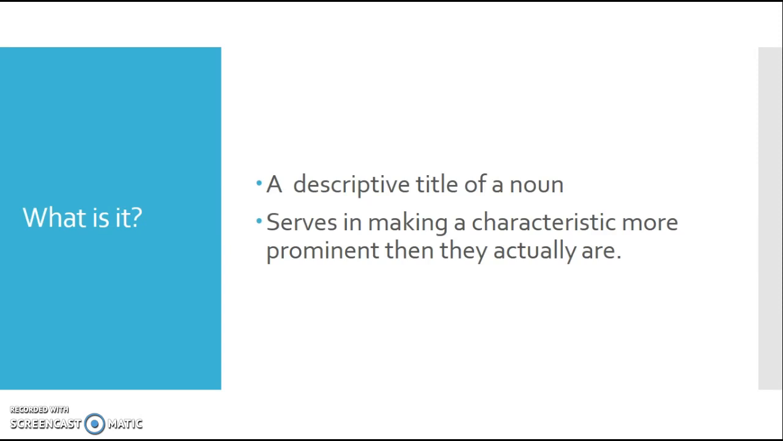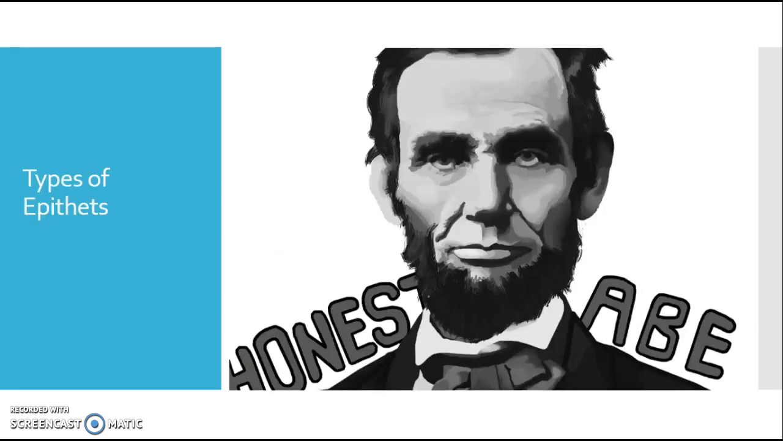So what is an epithet? This describes a place, thing, or person in such a way that it helps in making the characteristics of that place, thing, or person more prominent than they actually are. It's also known as a descriptive title of a noun.